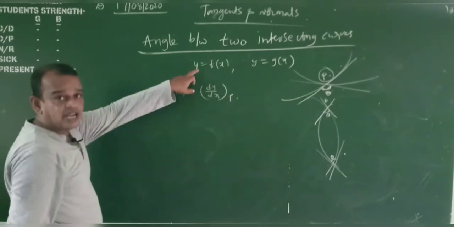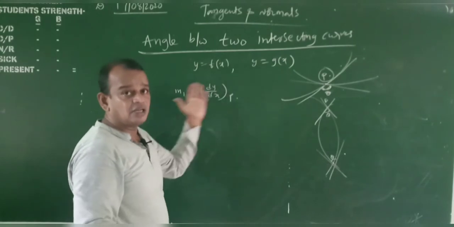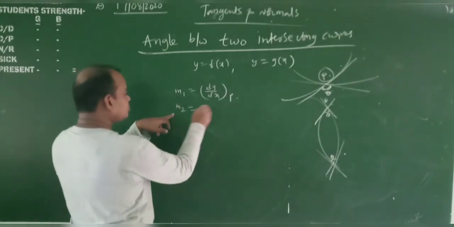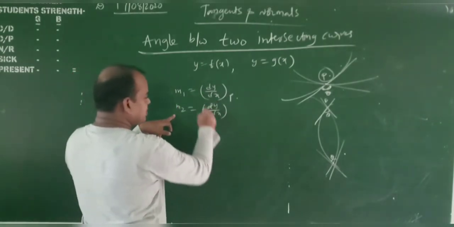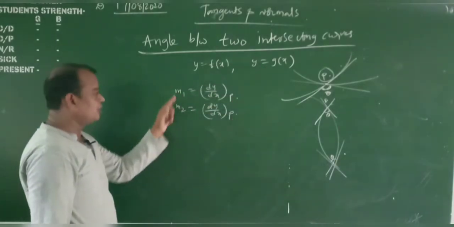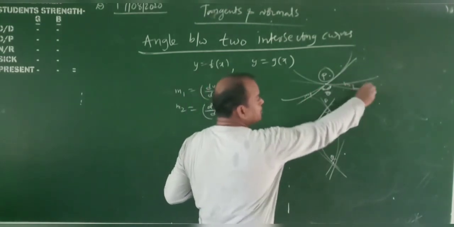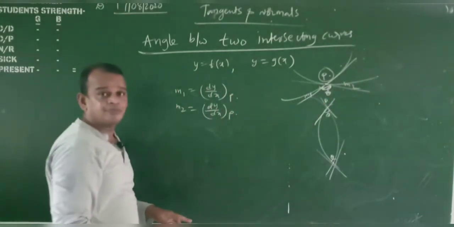M1 means the slope of the tangent to the first curve. We differentiate the first curve and substitute P, that equals M1. M2 is dy by dx at P for the second curve: differentiate the second curve, substitute P, and you will get M2. M1, M2, and theta be the angle between them. The slope M1, slope M2, theta be the angle between them.